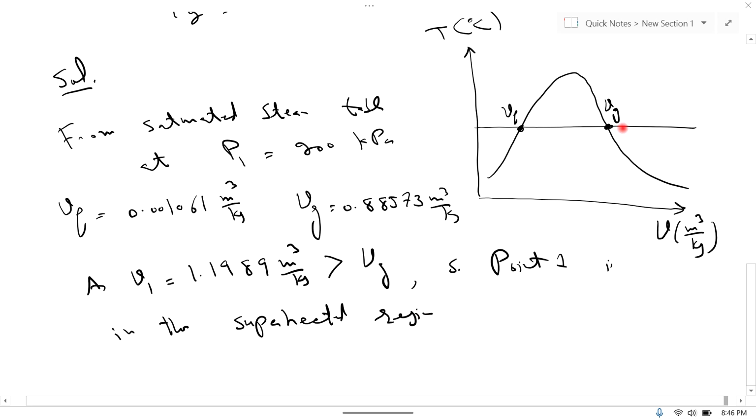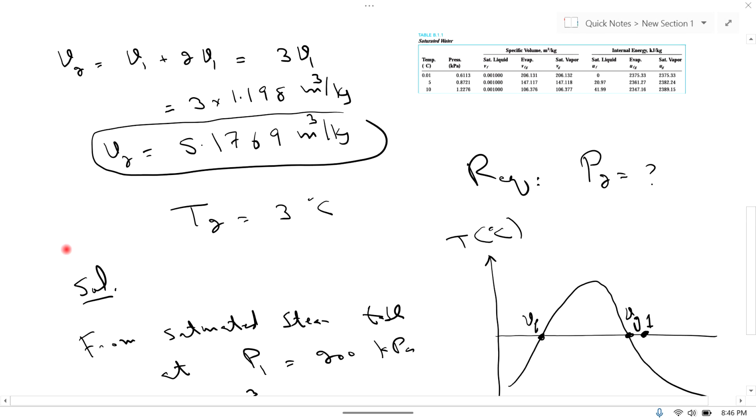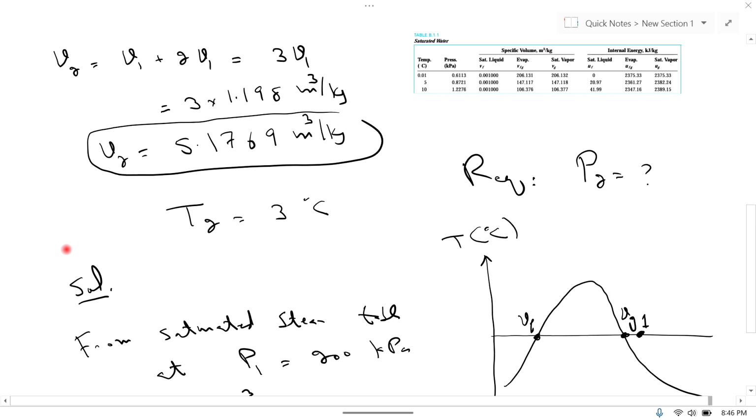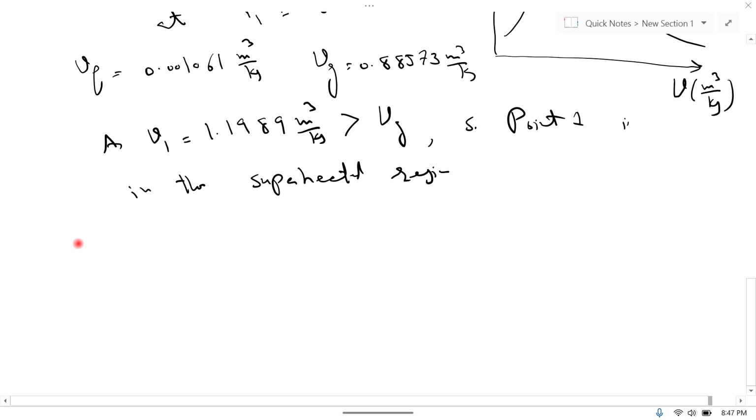So let's suppose this is point 1. This is point number 1, greater than Vg, so it is in the superheated region. Now we are finding point 2. At point 2, T2 is given to us and V2 is given. So from the saturated steam table, at T2 equal to 3 degrees centigrade, find Vf and Vg.